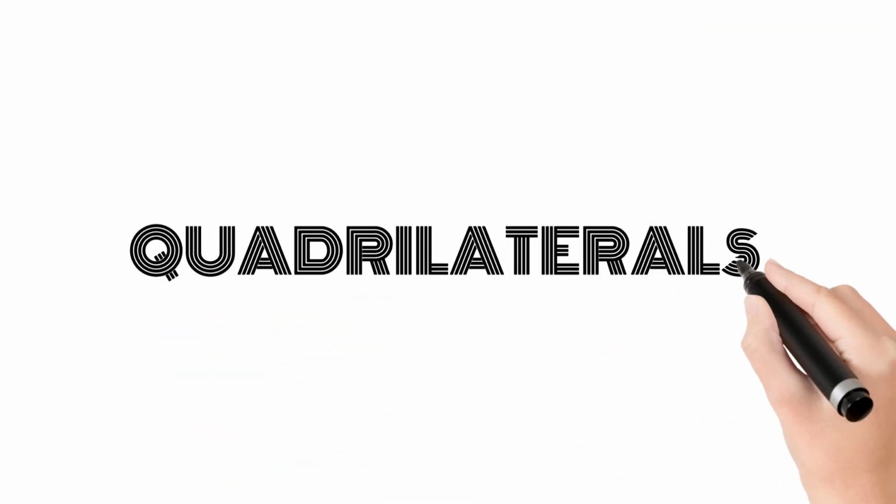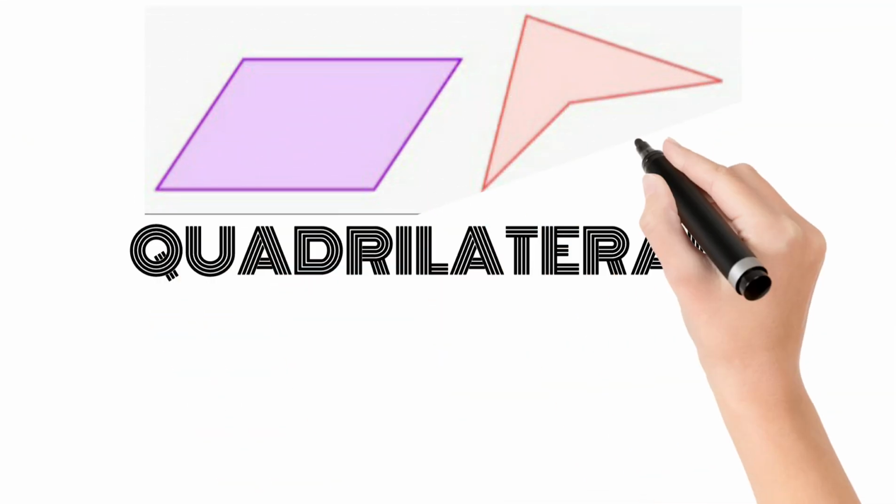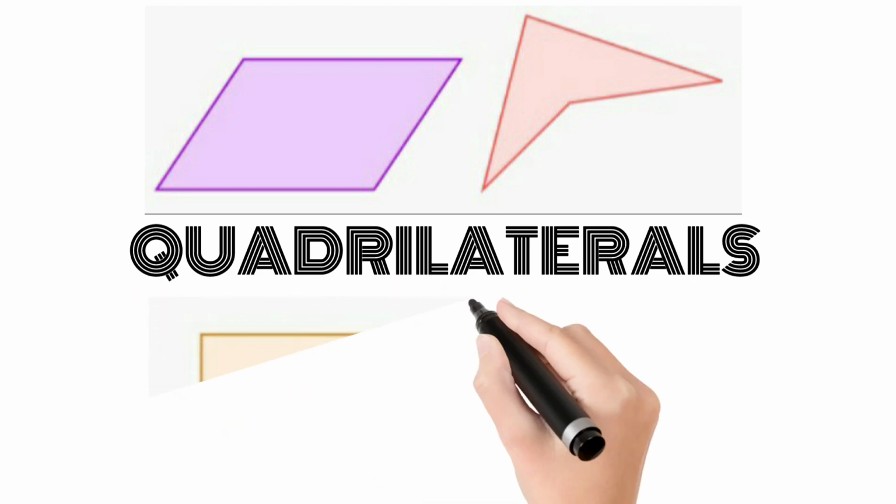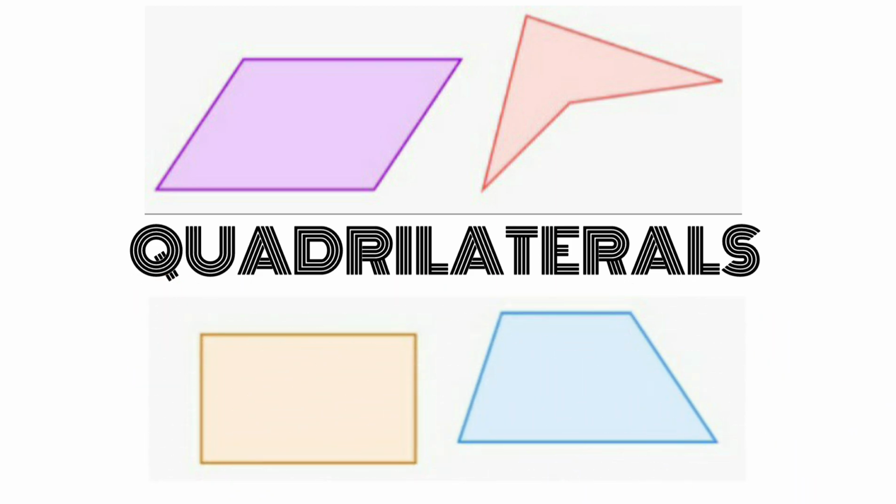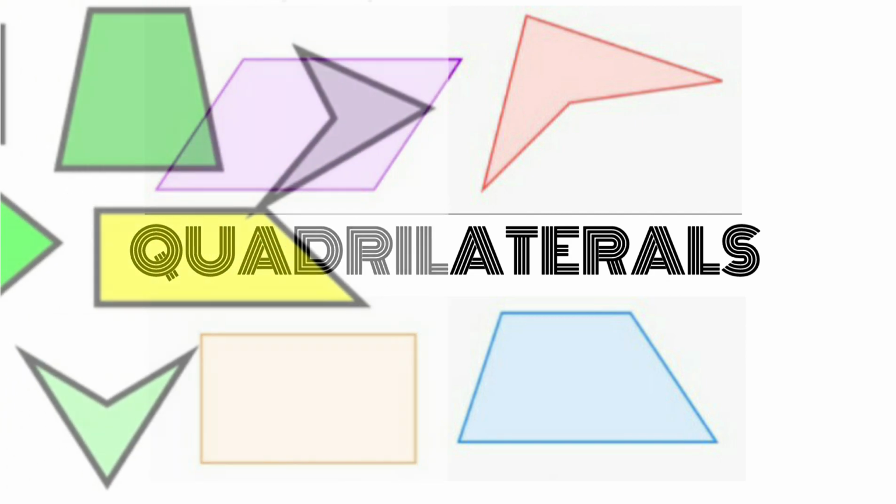Hi students, here we are going to talk about quadrilaterals. So as we all know, any four-sided closed figure is known as a quadrilateral. Let us observe some examples.